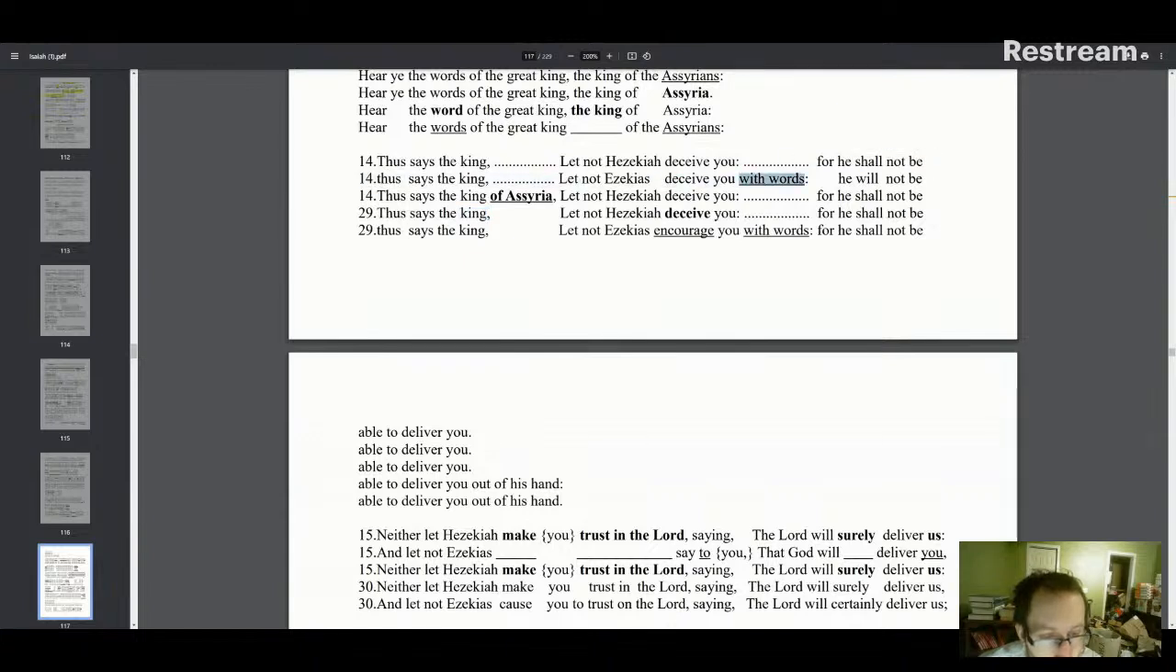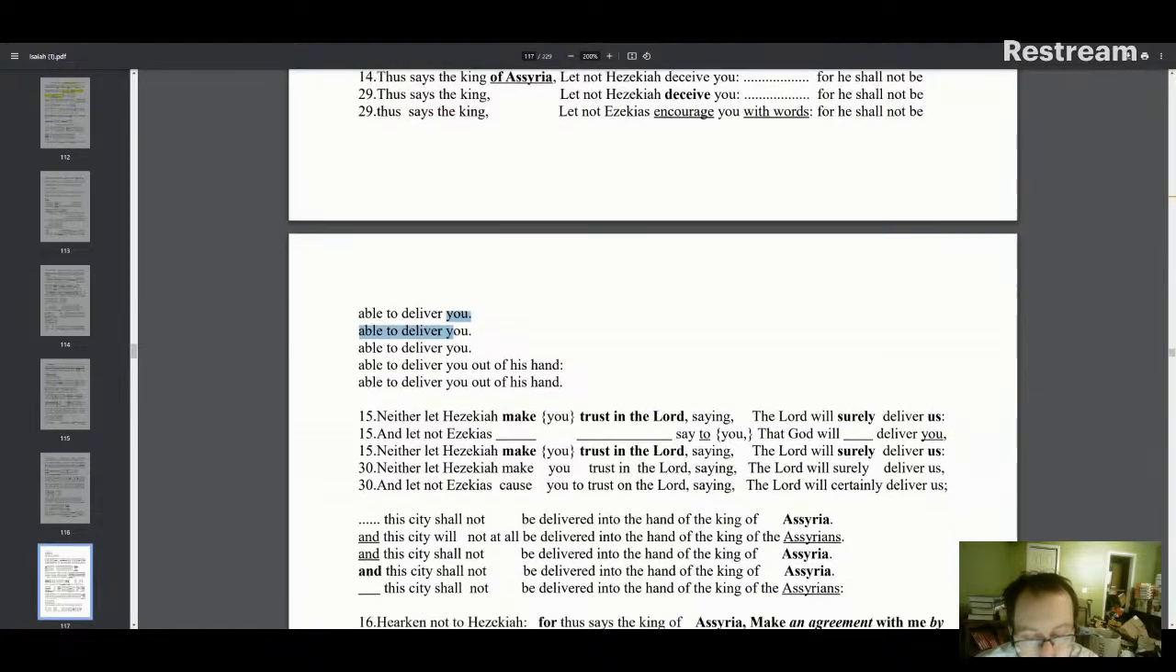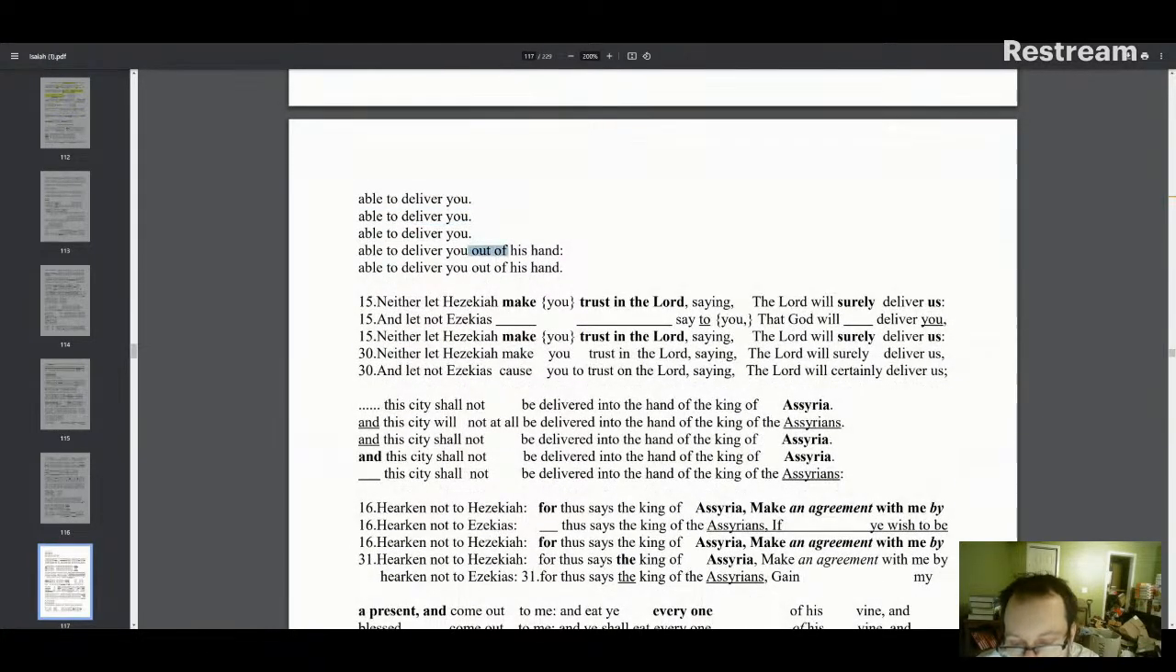Septuagint with words, Septuagint is the only one that says with words. The Hebrew of both doesn't, so we would reject the Septuagint as interpreting. He should not be able to deliver you. It says out of his hand. That is in the Second Kings, not in Isaiah. But I would be very much inclined to take out of his hand potentially as authentic.